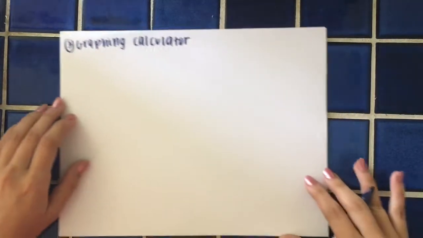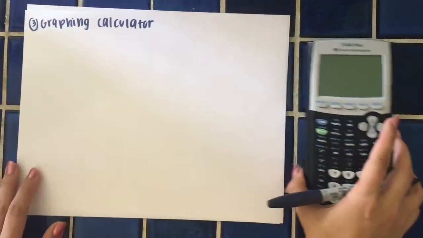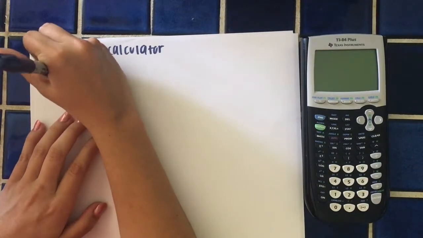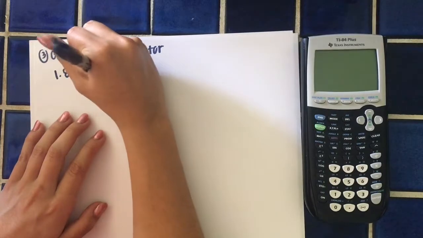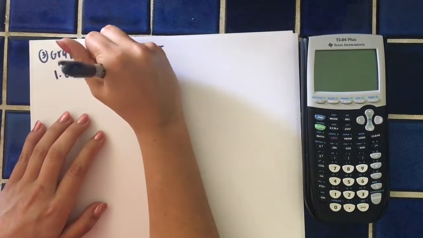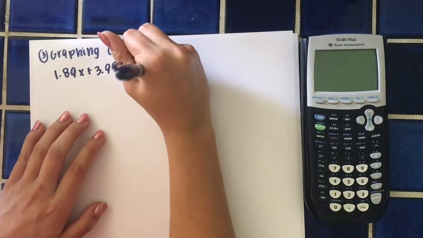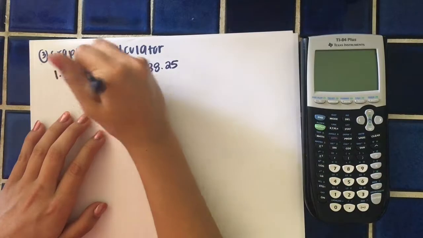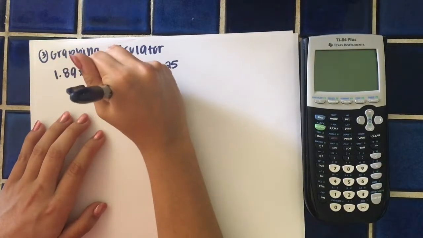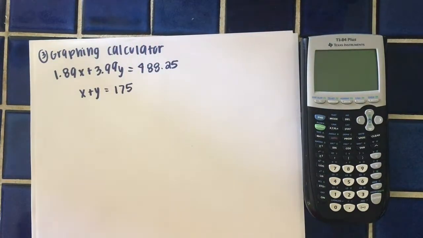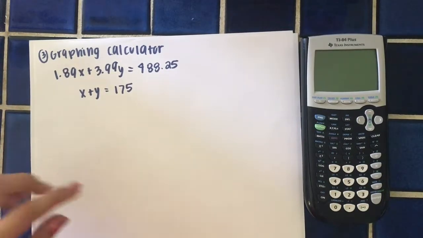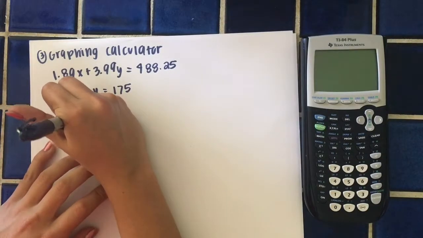Okay, perfect. So now let's just move this over here and get my calculator over here so you can see it. Okay, so let's rewrite the two equations: 1.89 x plus 3.99 y equals 488.25, and then x plus y equals 175. Okay, so the first thing I'm going to do though is I'm going to write these in terms of x, so I'm going to solve for y. So the first one, let's solve the first one for y.